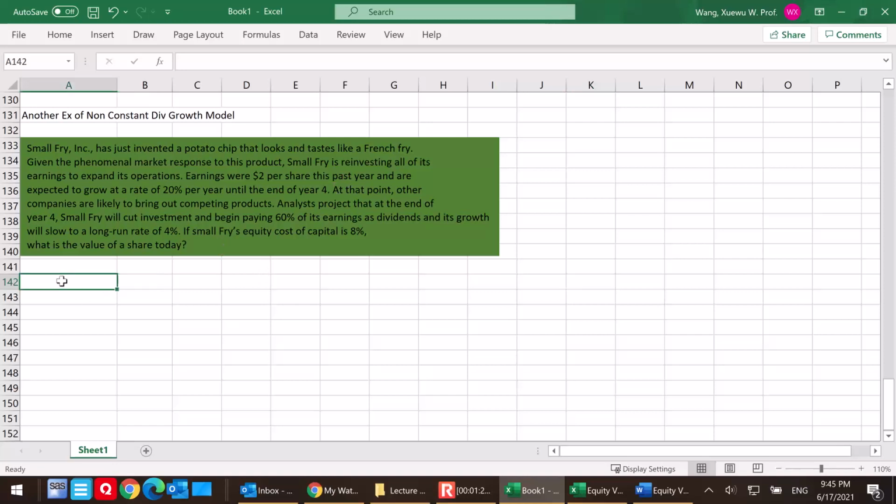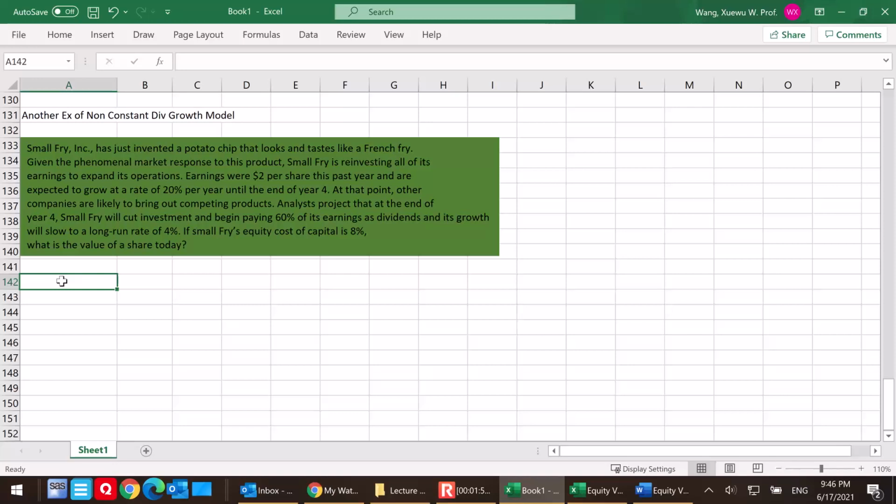And the market is going crazy after this. So this company is trying to reinvest all of its earnings to expand its operations. So this is really the super normal growth period. Earnings were $2 per share this past year and are expected to grow at a rate of 20% per year until the end of year 4.